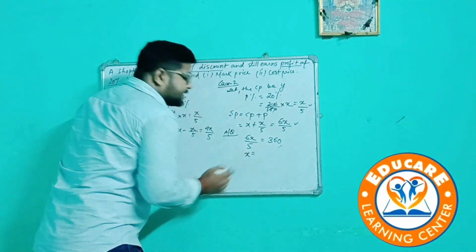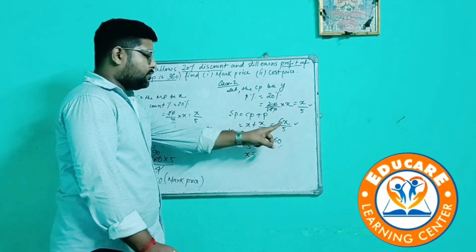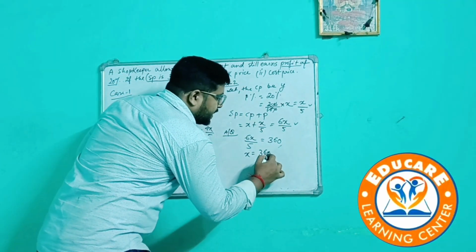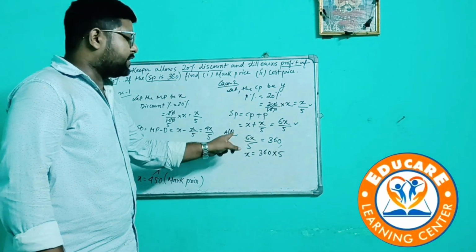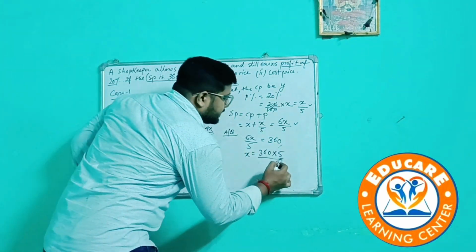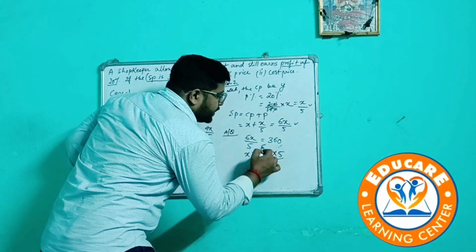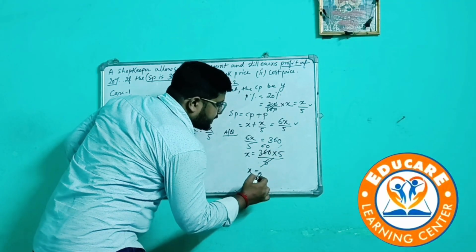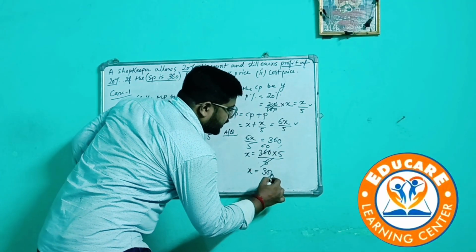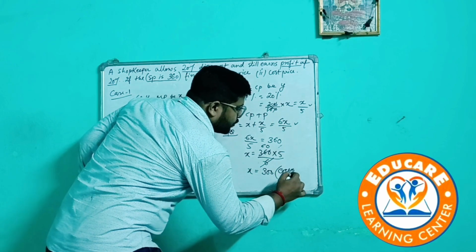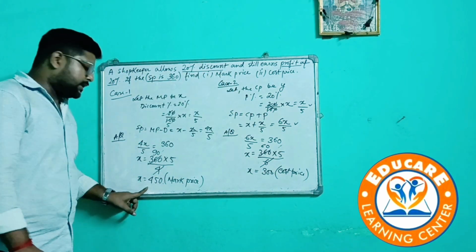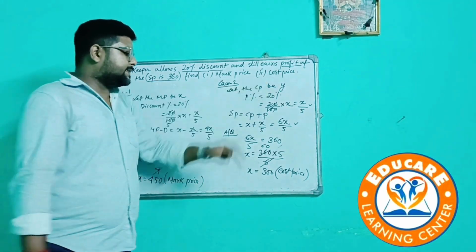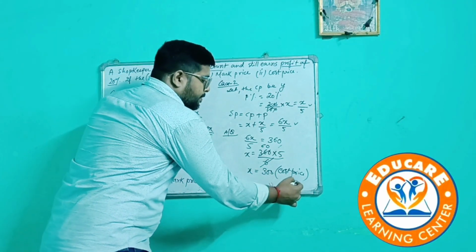The value of X: 5 is in division form. If we take it to that side, we get multiplication. And 6 was in multiplication sign. If we take it to that side, we get it as division. So if we cancel, we get 60. The value of X is 60 into 5, that is 300, and this is our cost price. So our mark price was 450 and cost price is 300. Done.